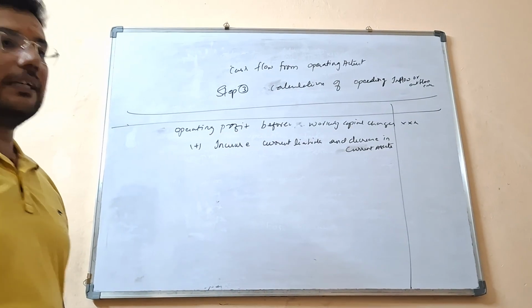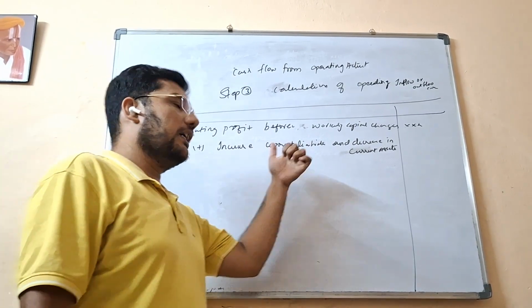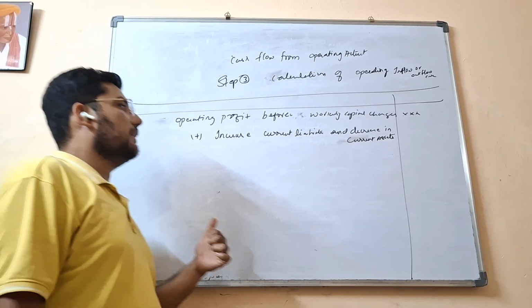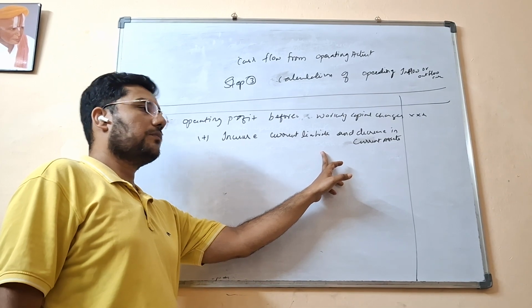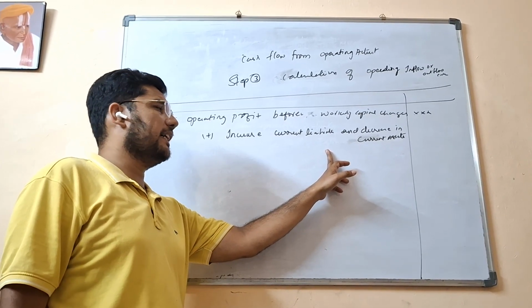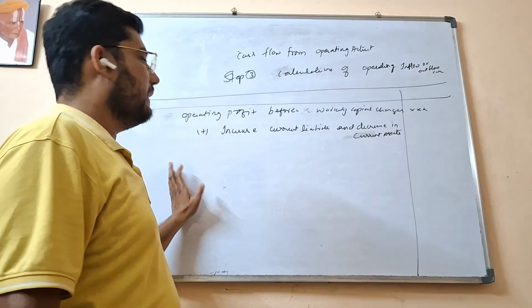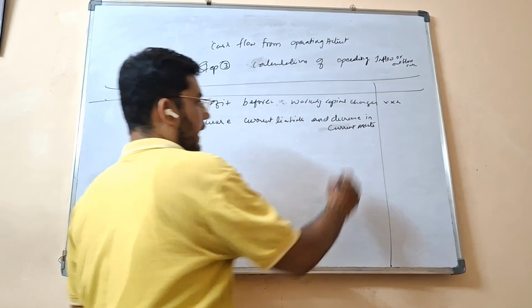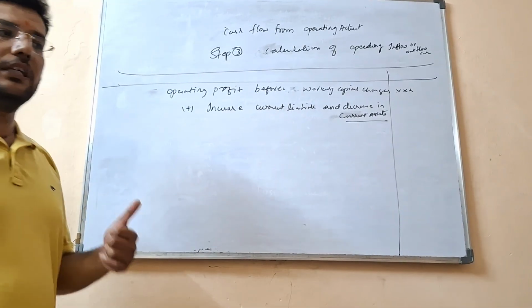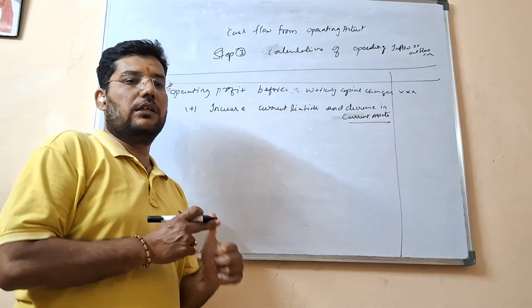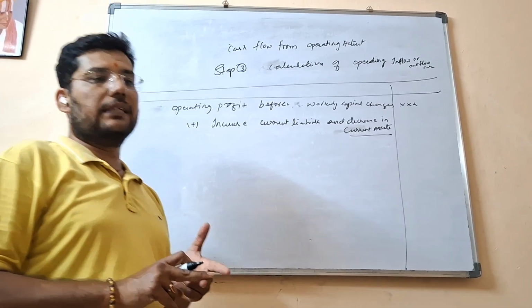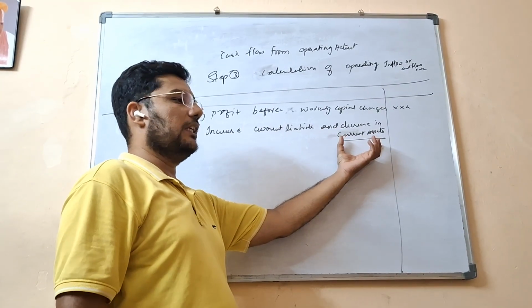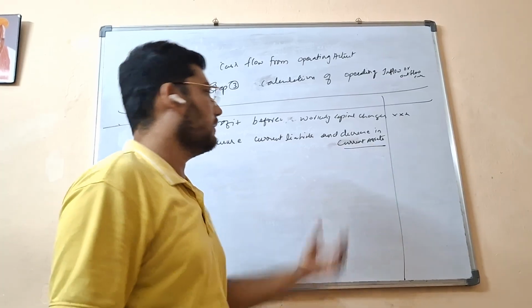Now, increase in current liabilities results in inflow, but in current liabilities you need to be careful. Provision for tax we are going to exclude, and we are going to exclude bank overdraft. In case of current assets, we exclude cash and cash equivalents, current investments, marketable securities, and short-term investments.